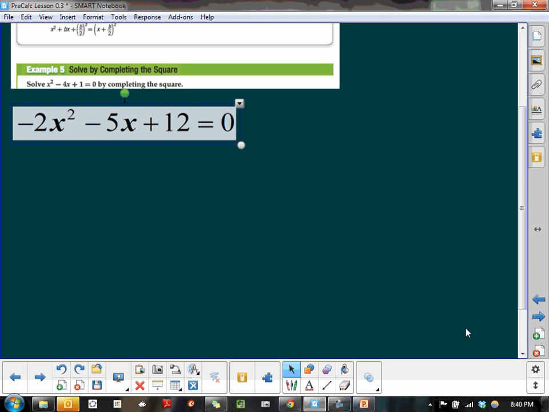Now I want to try completing the square on a different variety. It's still the same type of problem. It's a quadratic equation. We're going to solve this by completing the square. The same process stays in place.